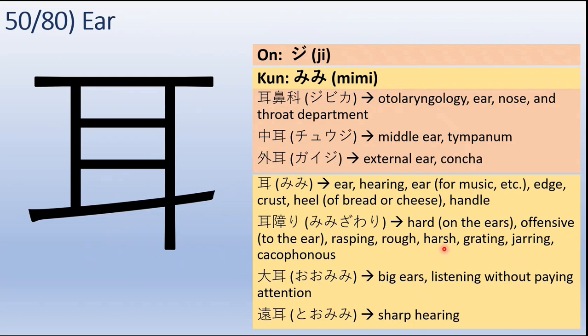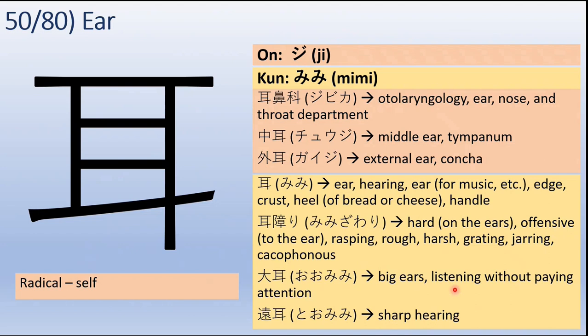Then we have Mimi Zavari, which means hard on the ears, offensive to the ear, rasping, rough, harsh, grating, jarring, or cacophonous. Then we have O Mimi. You can see this O represents big. We have seen this. O Mimi means big ears, listening without paying any attention. And we have To Mimi. To Mimi means sharp hearing. That is, a person having a hearing problem, that is a hearing impaired person.